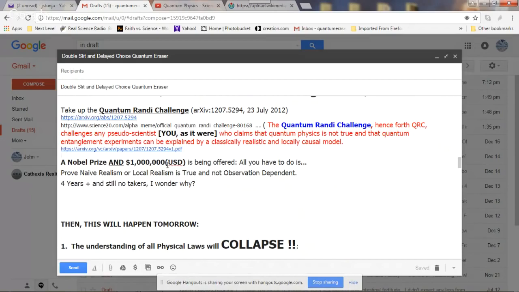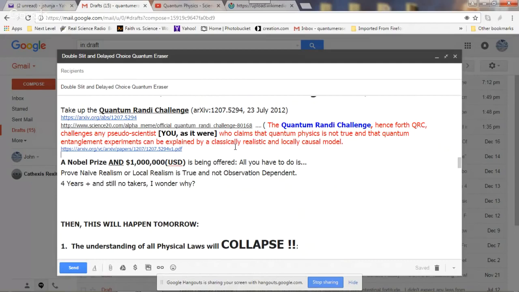So they're trying to see if you can explain a Newtonian. Not only explain it, you need to show it by experiment. Yes, but in a Newtonian way is what they're trying to say. Okay. They know they can offer these things because they know you're not going to be able to do it, because they have metric tons of truckloads of experiments all validating the same thing. So all you have to do is prove naive realism or local realism is true and not observation dependent. Yep. 4+ years now and still no takers. Well, I wonder why. Yeah.